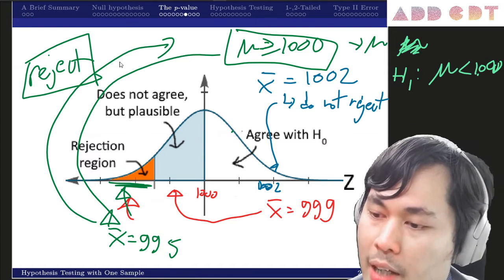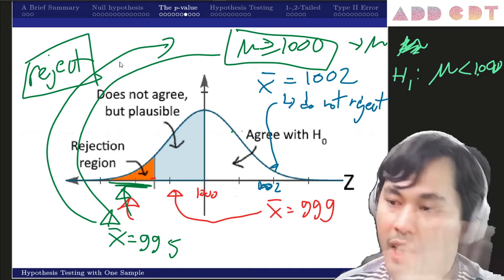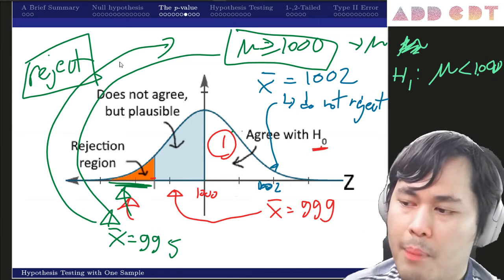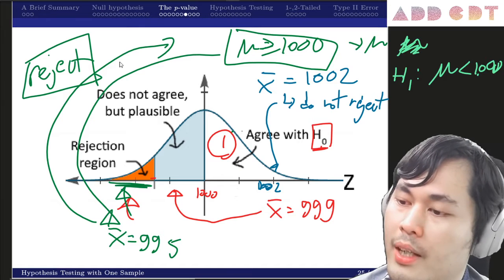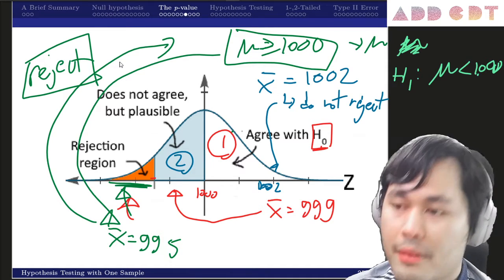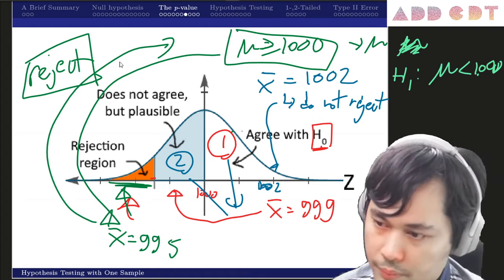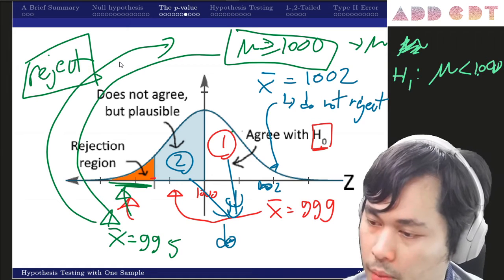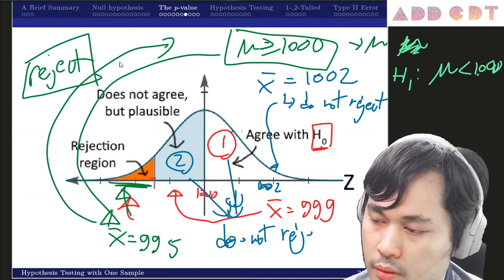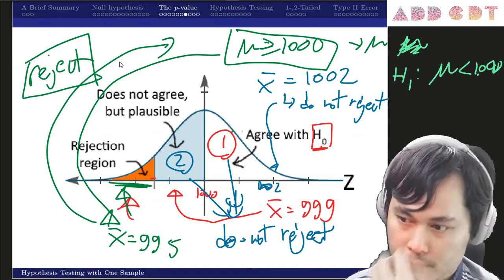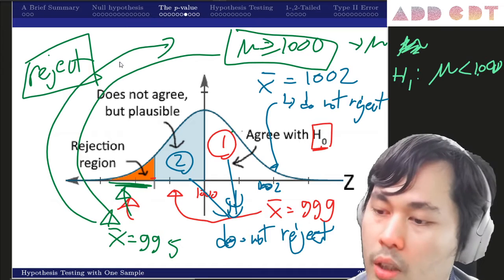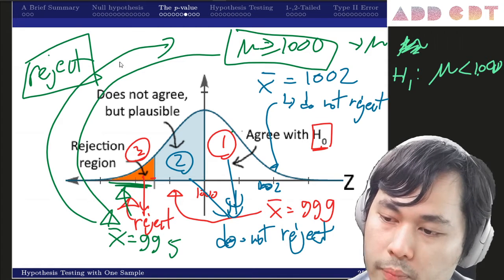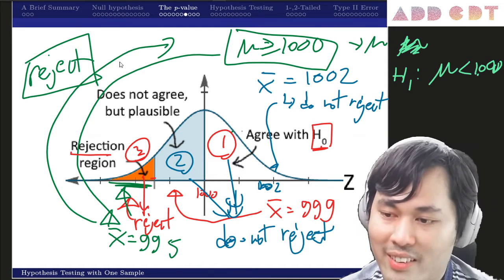So for this image, we're going to have three areas, or actually two. It depends on how you view it, but let's say three here. This area agrees with the hypothesis, so we don't have to do anything. That area doesn't agree, but it's still possible. So in these two cases, we still believe, so we do not reject. These two areas are still likely. And the third area is the one where we reject. I think I write too many rejects. Reject here and there and there.